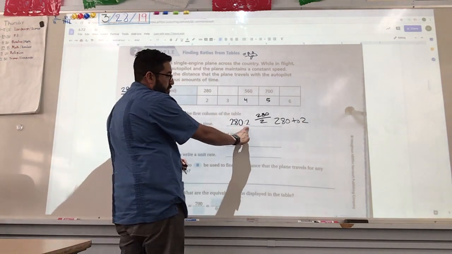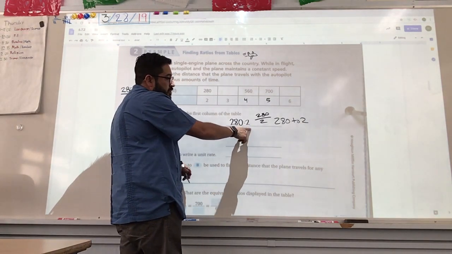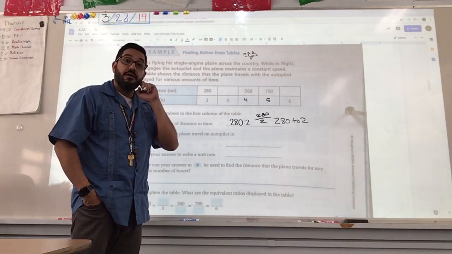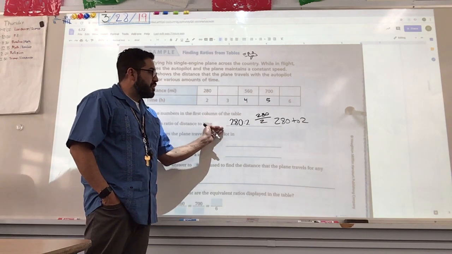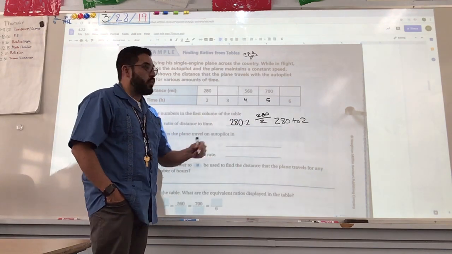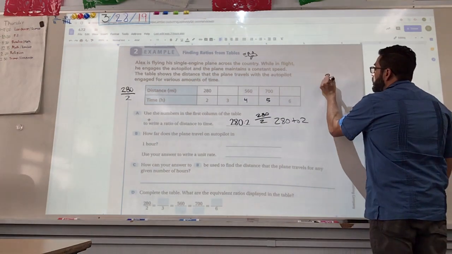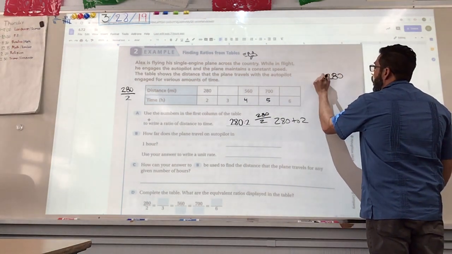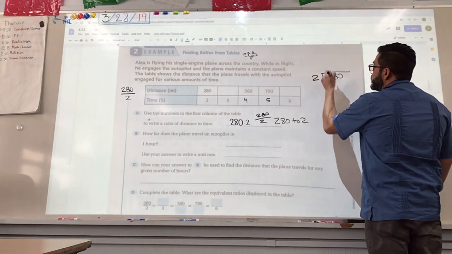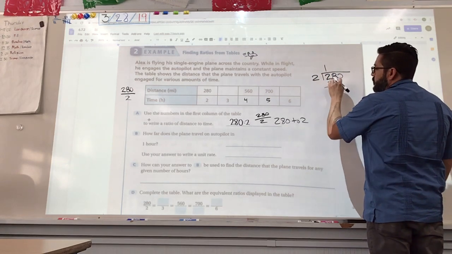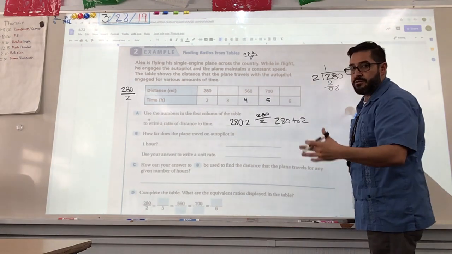And in this case, we have 2 units, and this is how far we go in 2 units. So in order to find the unit rate, we need to, that's right, divide 280 by 2. So dividing 280 by 2, again, I want you to practice this. 2 goes into 2 1 time. Draw the arrow if you need to. I don't draw arrows. I was never taught that.